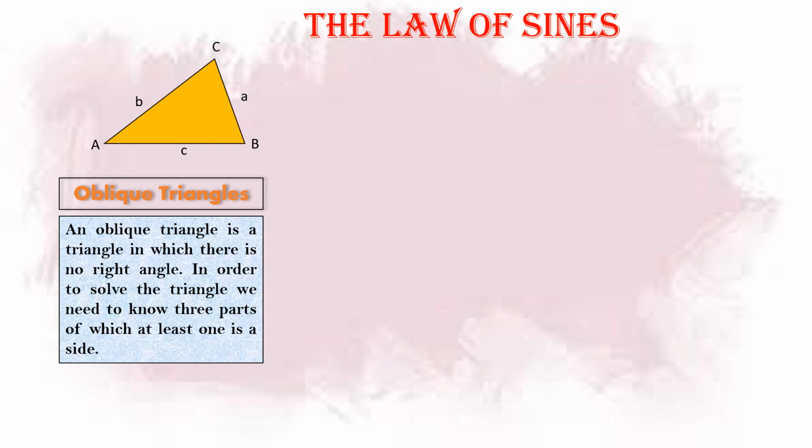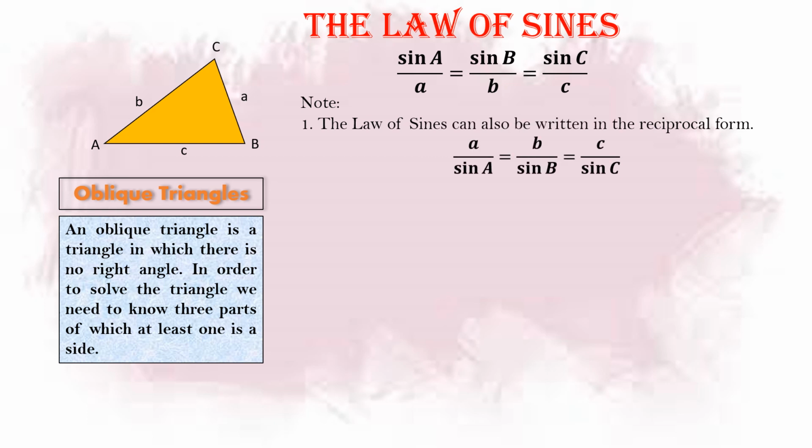So, let's start with the law of sines. This is the law of sines: sine A over A is equal to sine B over B is equal to sine C over C. Let's take note that there are four considerations, or four reminders, na pwede natin gamitin in the law of sines. The first one is that the law of sines can also be written in the reciprocal form. So etong law of sines natin, pwede natin siyang isulat in a reciprocal form.